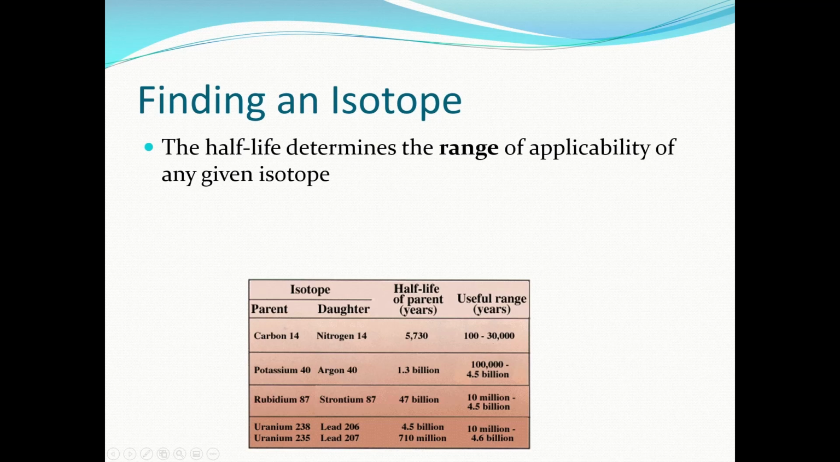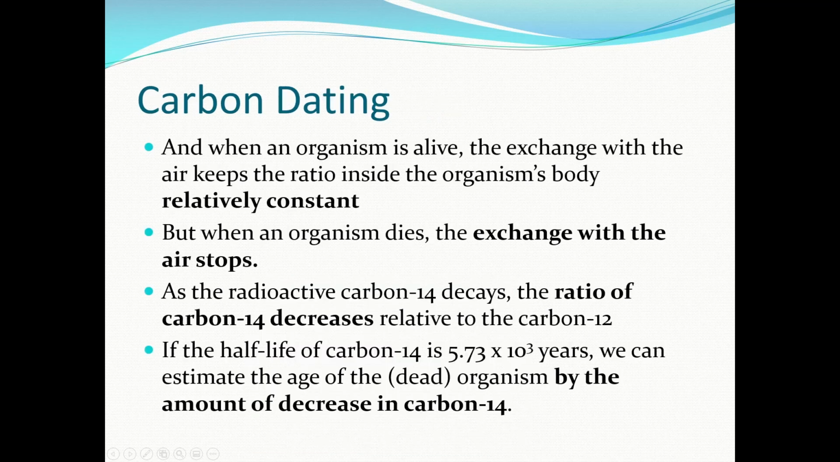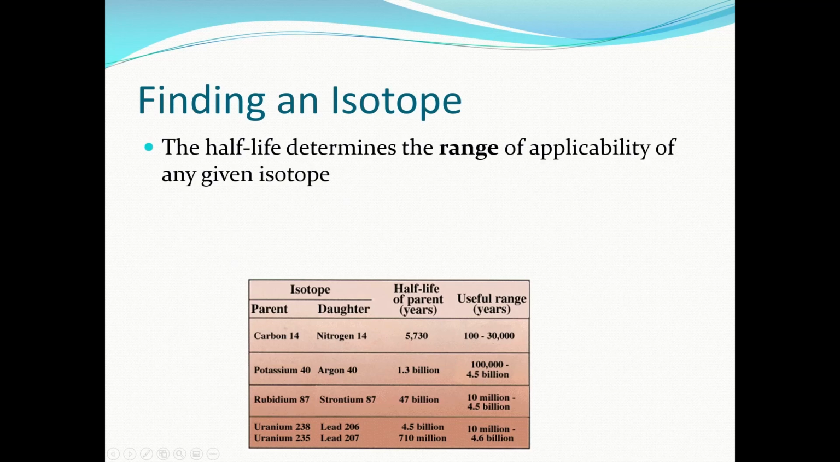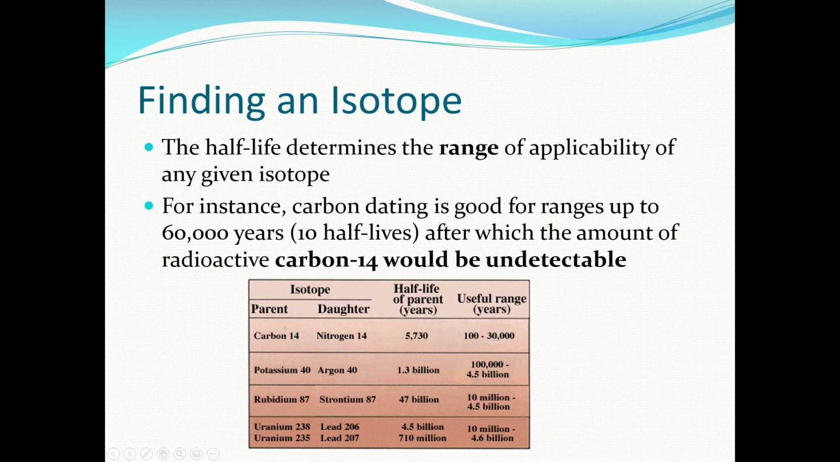So when you're radioactive dating something, if you're using carbon dating for a dinosaur, well, that's not very good because dinosaurs lived 65 million years ago, and the half-life for carbon-14 is only a few thousand years. So too many half-lives have happened, and you wouldn't be able to detect the carbon-14 anymore. So the half-life determines the range of applicability for any given isotope. So for instance, carbon dating is good for up to about 10 half-lives, so 60,000 years. After that, you wouldn't be able to detect it, right?